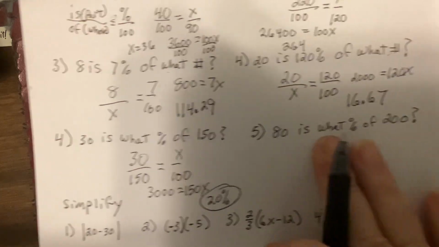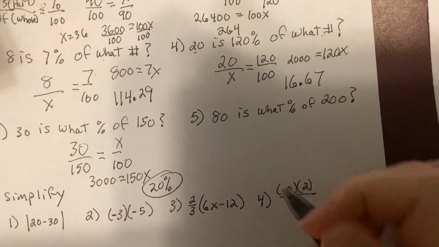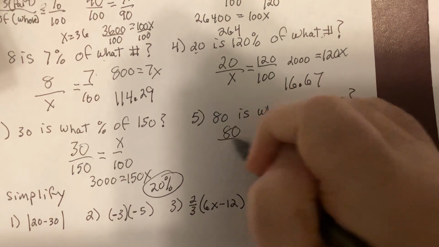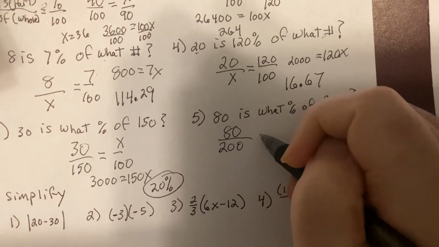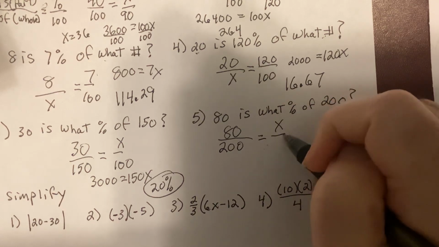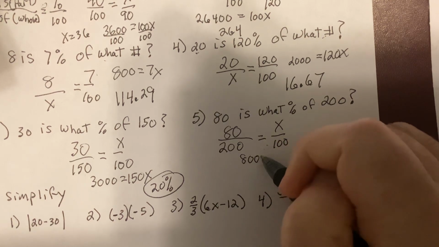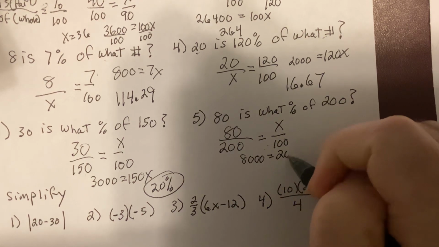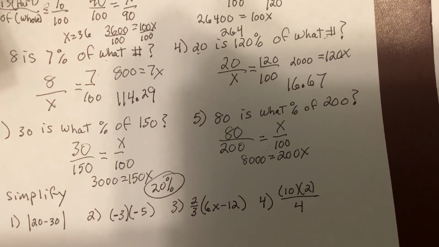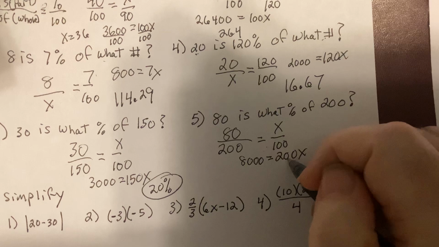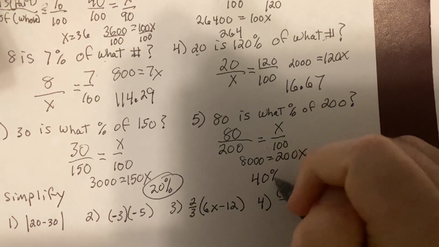So you do this one over here for me. I'd appreciate it. So it's 80 over 200. Again, you can reduce this if you want. Is x over 100. So 8,000 equals 200x. Divide both sides by 200. And we'd have 40%.